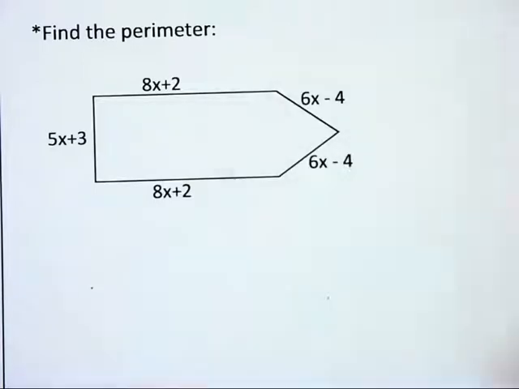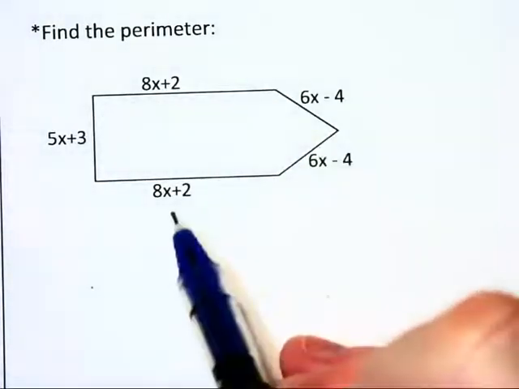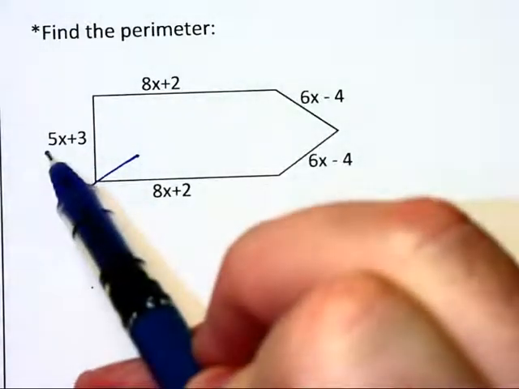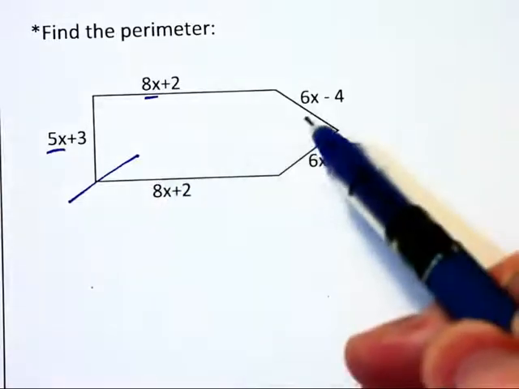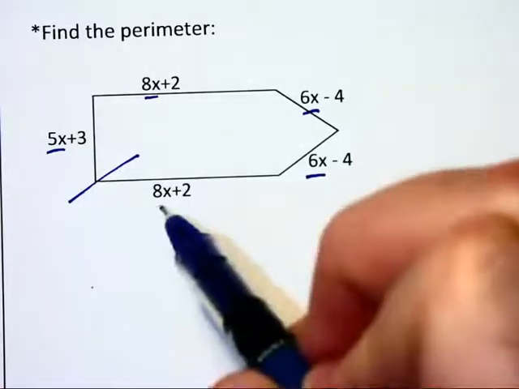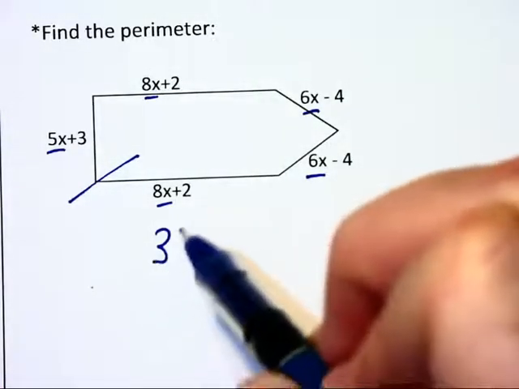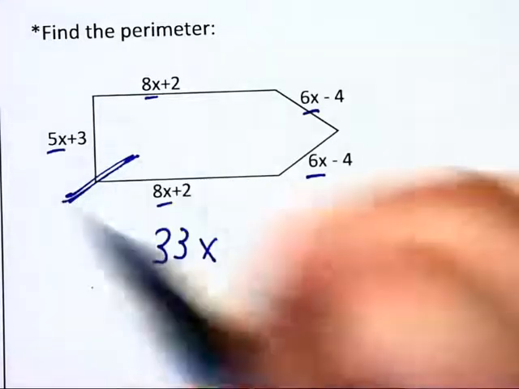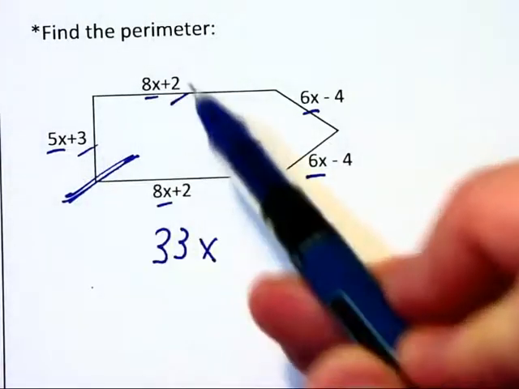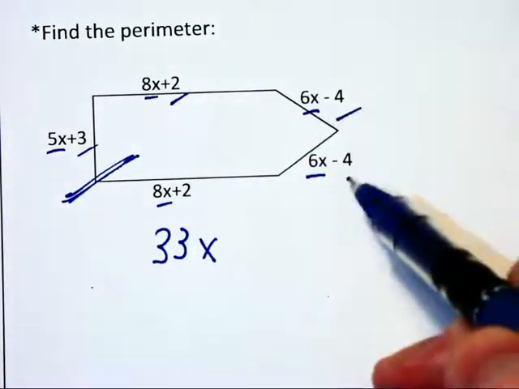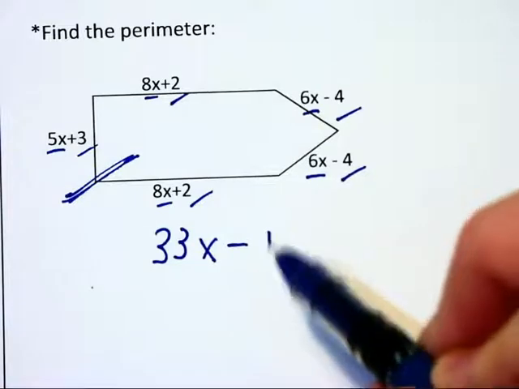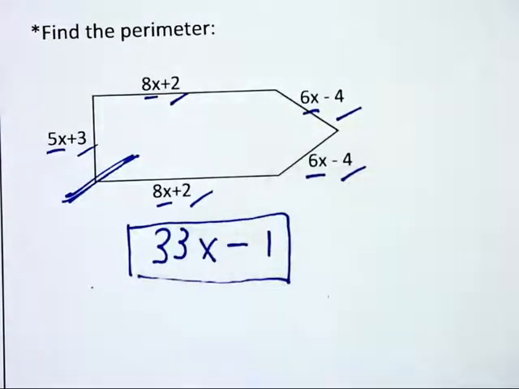You know that to find the perimeter of a polygon, you add up the lengths of the sides. Well, we will do the same thing here. I'm going to put a little marker there so I know where I've started. 5x plus 8x is 13x, plus 6x is 19x, plus 6 more x is 25x, plus 8x makes 33x, and that marker says I've gone all the way around the shape. Now let's focus on the constant terms. 3 plus 2 is 5, minus 4 is 1, minus another 4 is -3, plus 2 is minus 1. So the perimeter will be 33x minus 1.